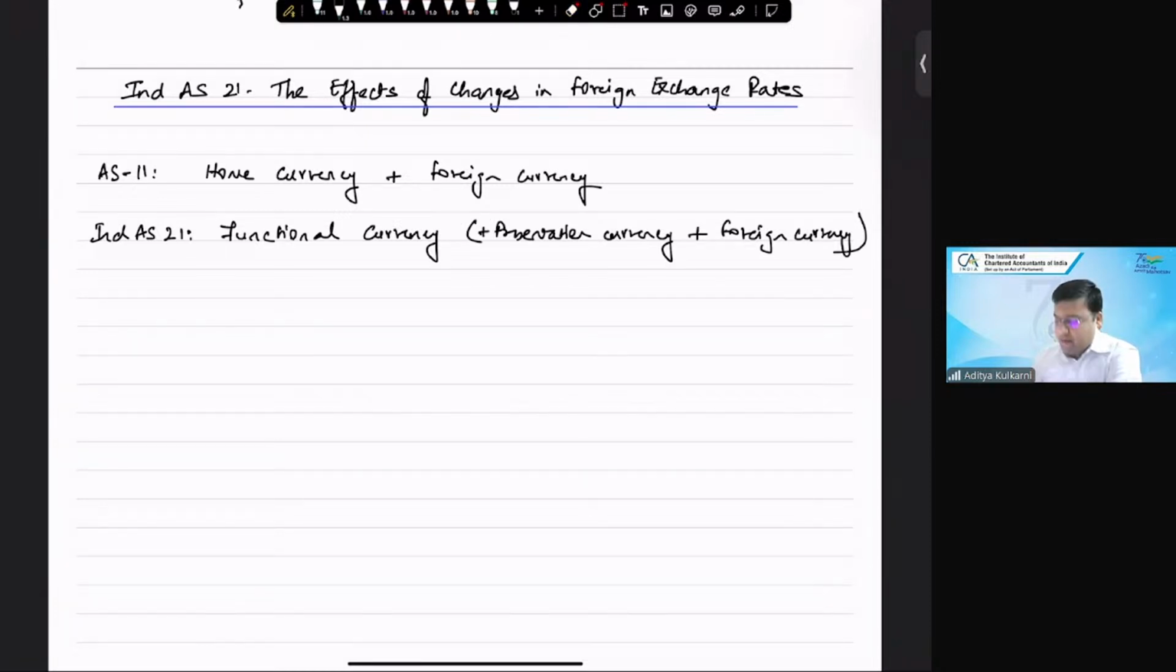But the most significant change that you are going to see is the introduction of functional currency. So what do we understand by the term functional currency? Functional currency is the currency of the primary economic environment in which the entity operates. When I talk about this term, it may appear to be very simple: the primary economic environment in which an entity operates.